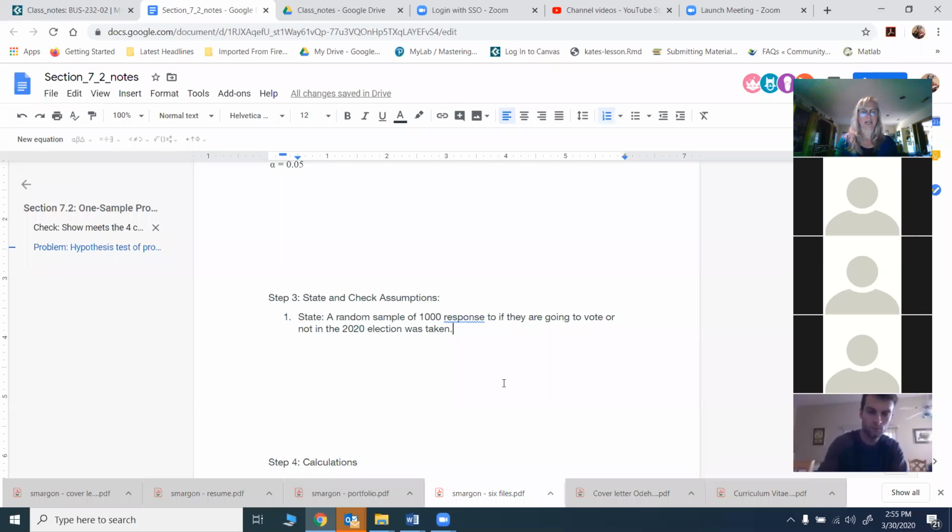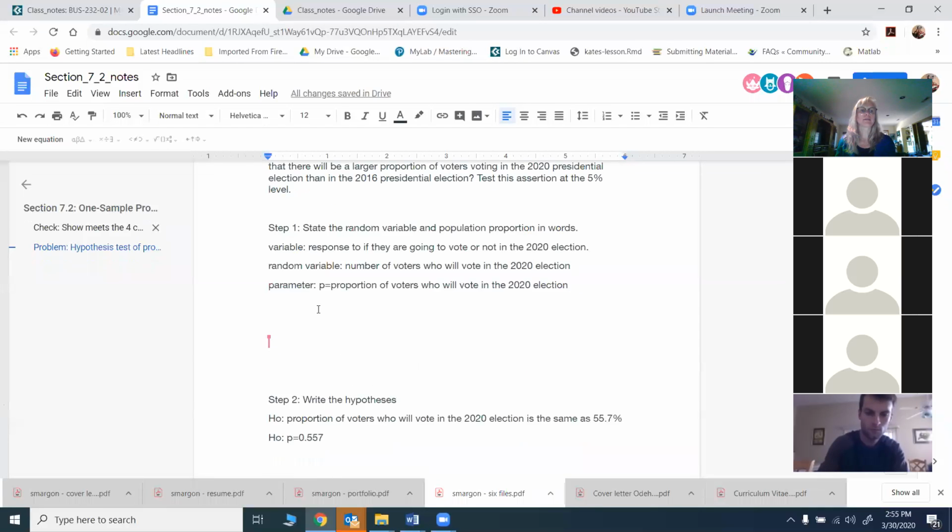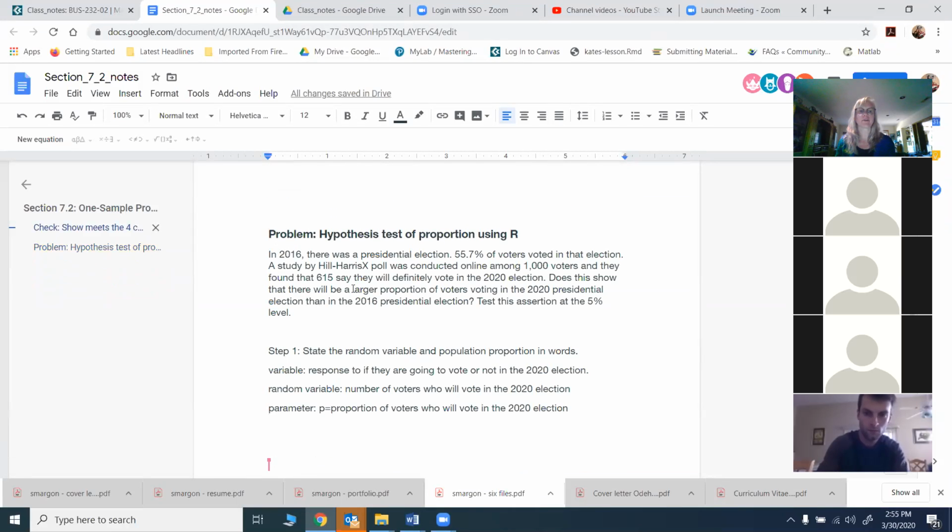Now comes the check. So now we're going to check it. And so I usually write state. This is what I stated. And then I'm going to go check it. So I'm going to go up here and see, did they tell me what kind of sample they took?